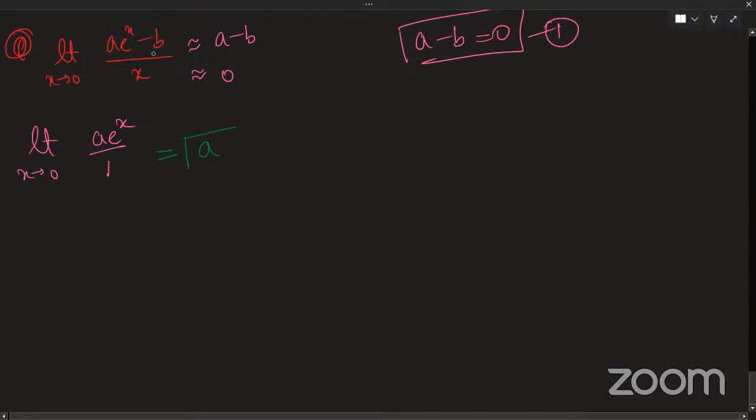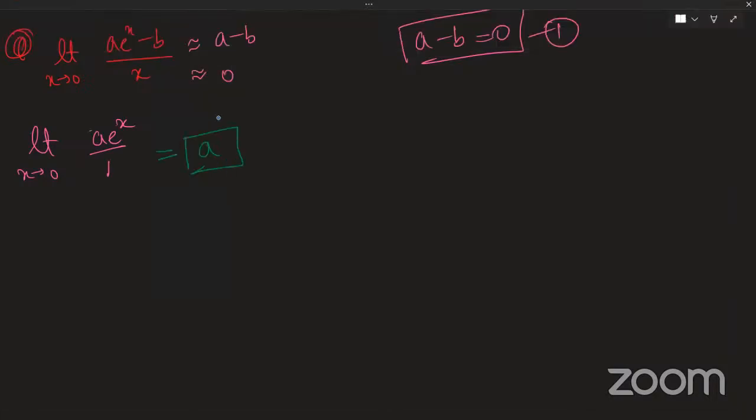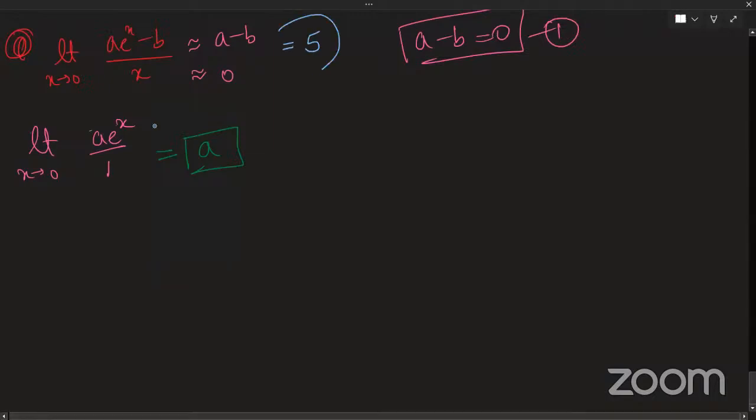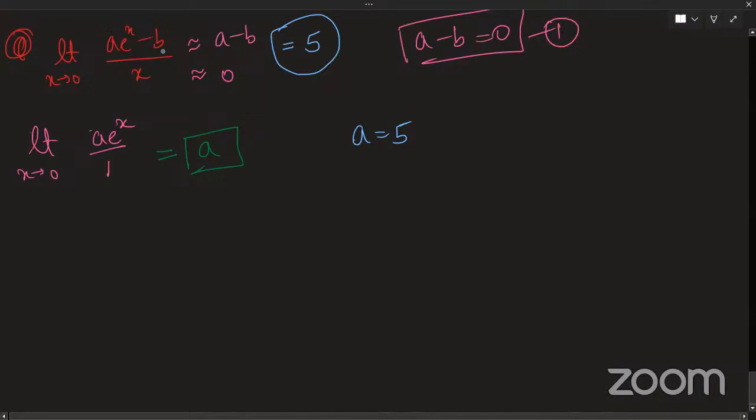It had told me that the value of this limit is equal to 5. And here I got that my value is equal to a. So what can I say? Can I say a is equal to 5? Yes, sir. And what about b?